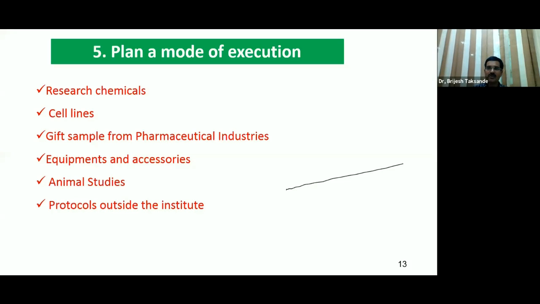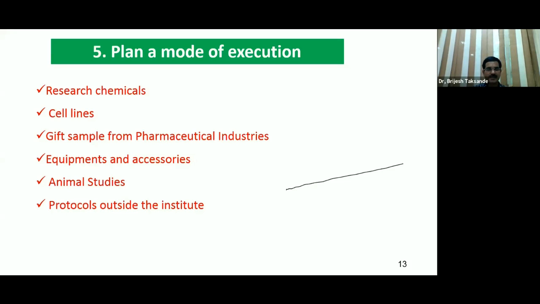Try to find out which research chemicals are available at the laboratory, which drugs are available at the laboratory, whether your guide is having any drugs available with him, or whether any specific components which are required for your research protocols are available in the storeroom, in the research laboratory, or not. Find out. If not, try the process for its procurement, right?